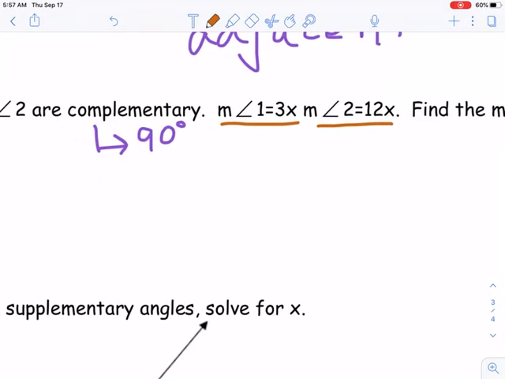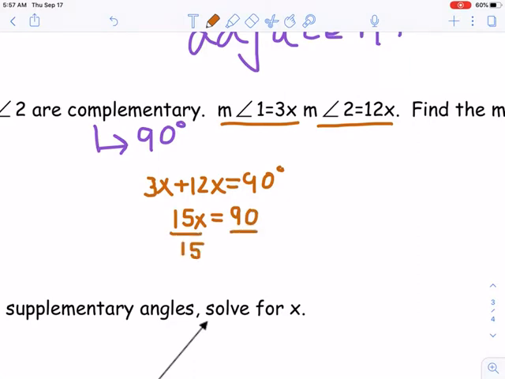Alright, so all I'm going to do is apply the angle addition postulate. I'm going to say, well, 3x plus 12x equals 90 degrees. So this one we really don't need to draw a picture. We have to just be able to say complementary is 90 and know that we have to add those. Then we just solve for x, and x equals 6.